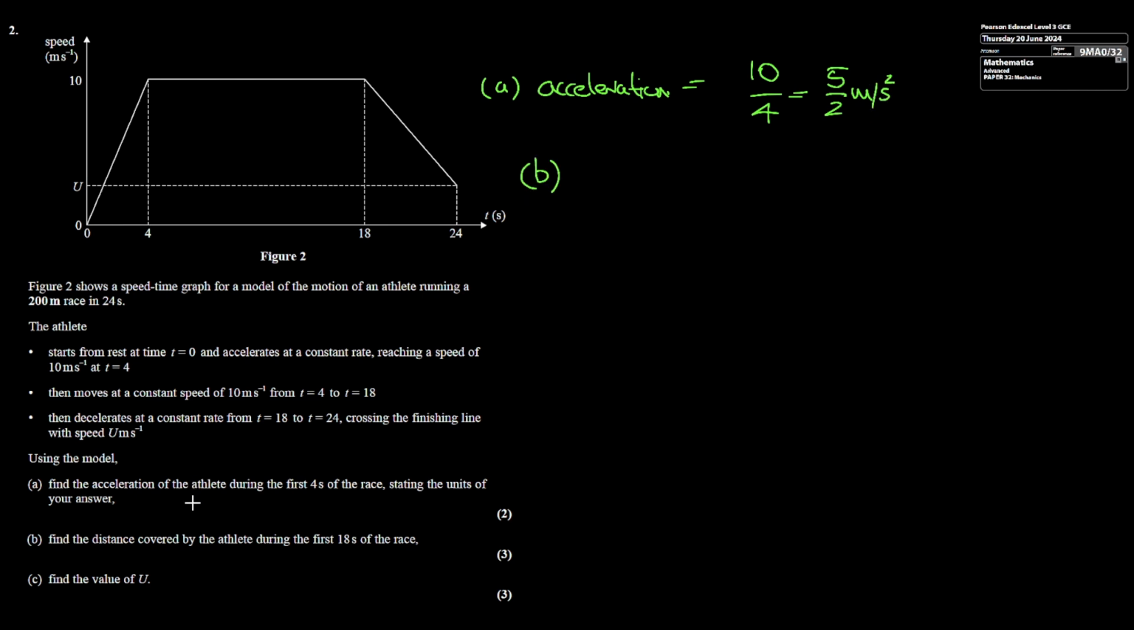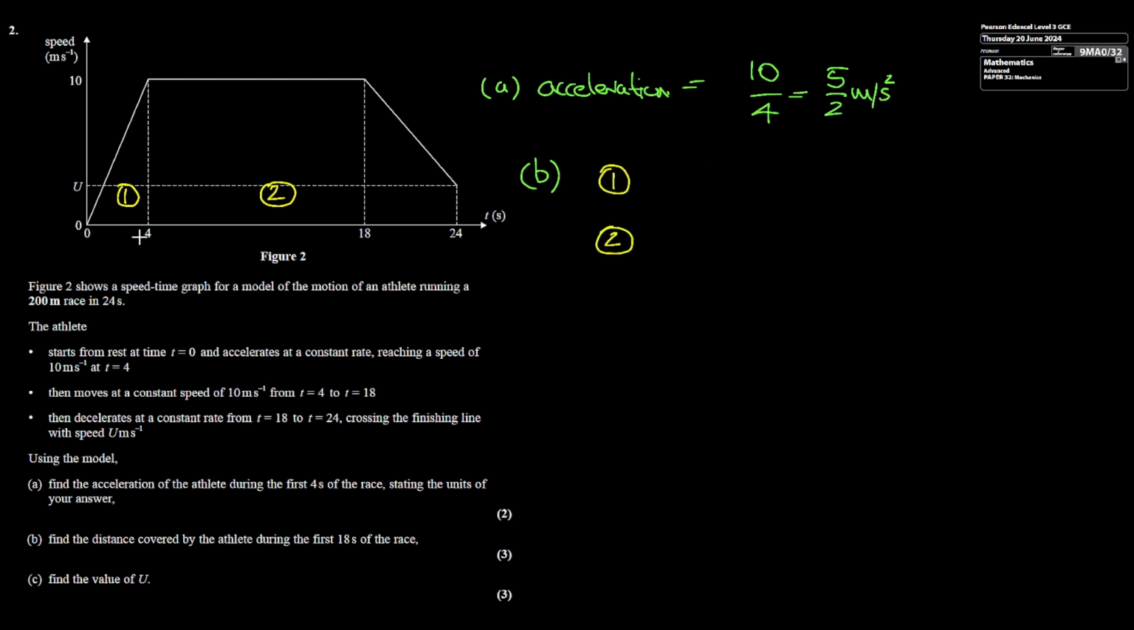Part B, we're asked to find the distance covered by the athlete during the first 18 seconds of the race. That's up to this point here. So I'm going to call this area 1 and this area 2. And if I add those two areas up, I will get the distance that the question requires.